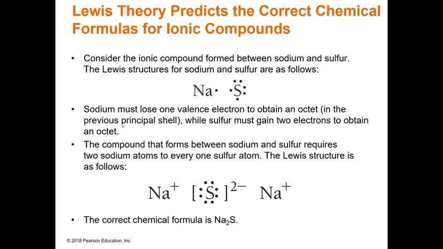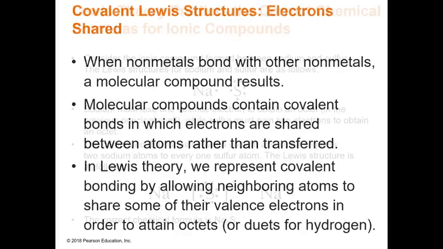Let's look at sodium and sulfur. Sodium has 1 valence electron and sulfur needs 2 to complete its octet. Therefore, 2 sodium atoms are required to donate 1 electron each to a single sulfur atom. This forms 2 Na+ ions and 1 S2- ion, resulting in the formula Na2S. Lewis structures help us visualize and verify this.